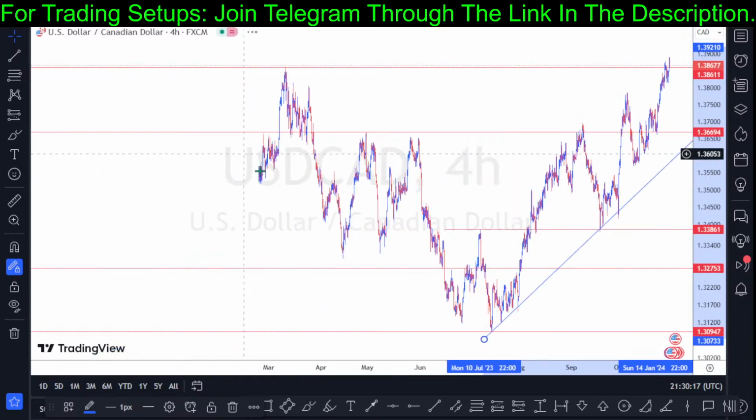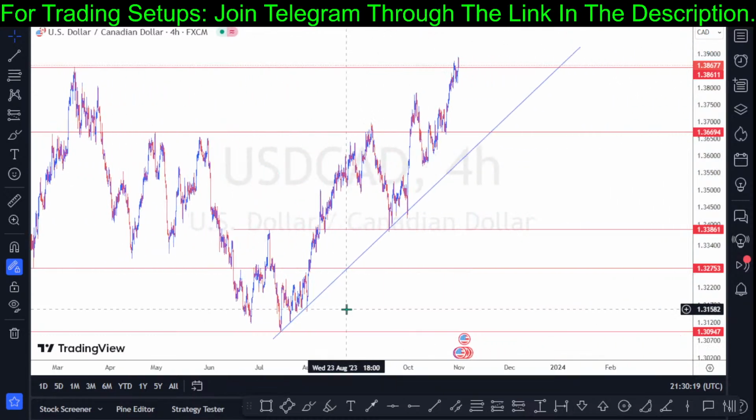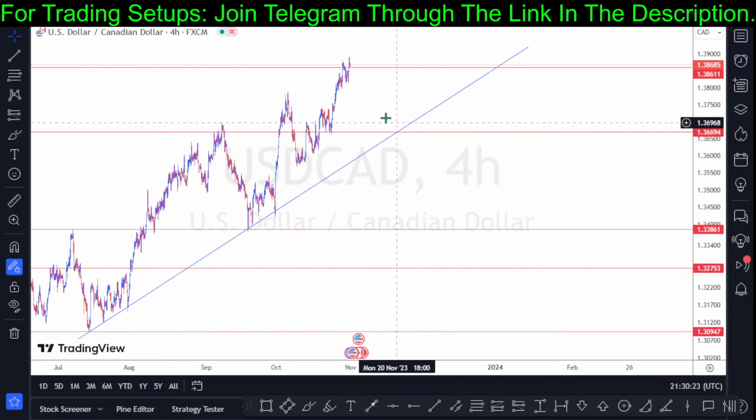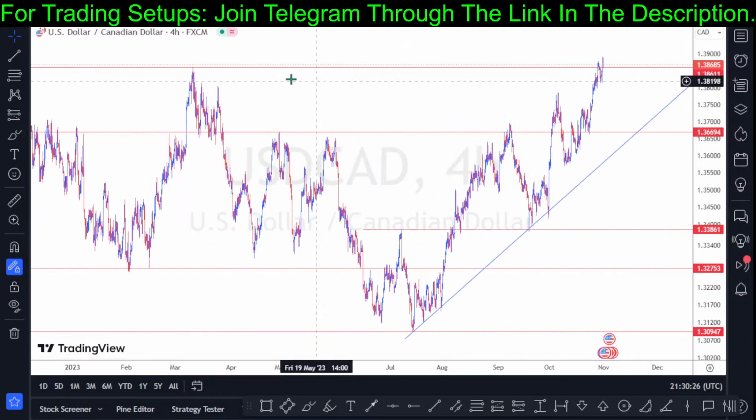Right, so this is what we have on the intraday chart of the USD paired against the Canadian dollar. We have price in an aggressive bullish rally, and currently price is trading at a powerful key level structure. We can see this key level structure acted as a resistance for price. That was on the 10th of March 2023.